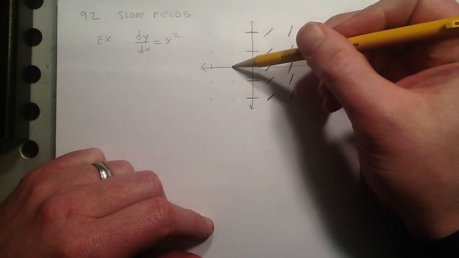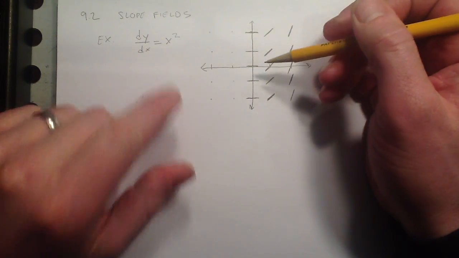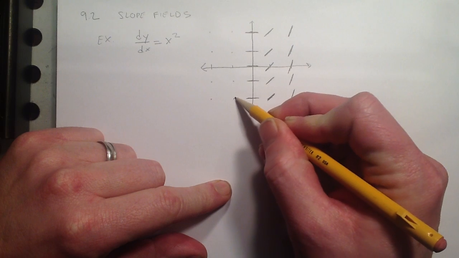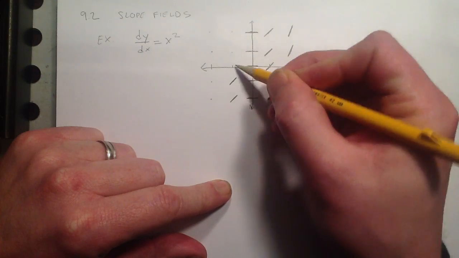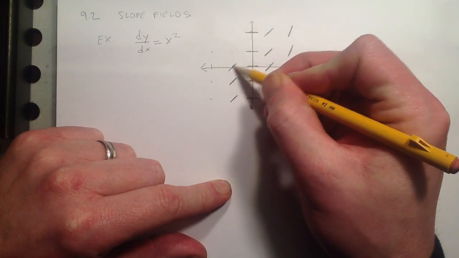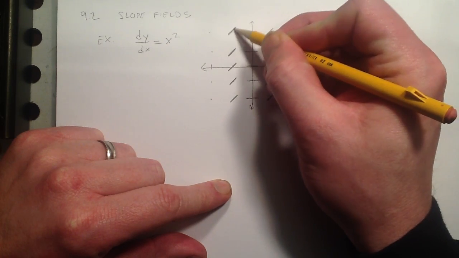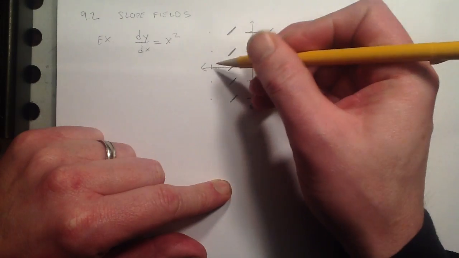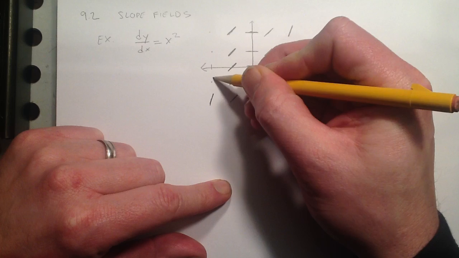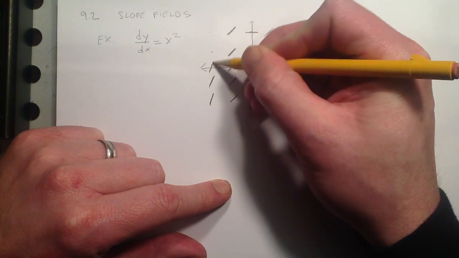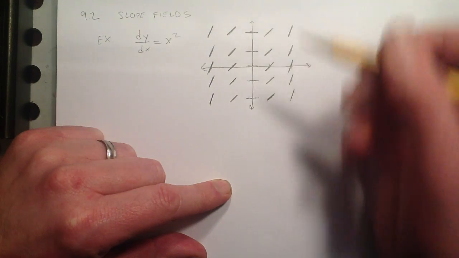Okay, going over to the points that have an x-coordinate of -1. Well, -1 squared is +1, so I'll do my best to make them look the same. Of course, slopes of 1, it's just a little 45-degree angle, right? And then an x-coordinate of -2. -2 squared is 4 again. So I'll try to draw something that looks steeper. And there's our slope field.